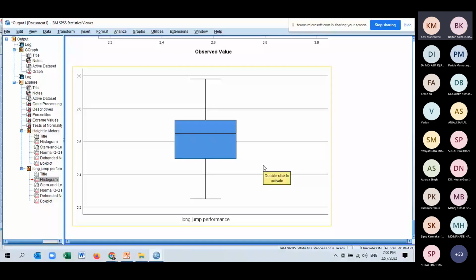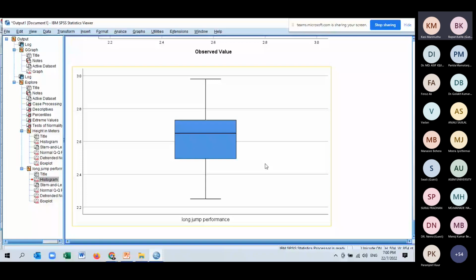Sir, while writing a paper, should we show these different options, or can we simply write that the data follow a normal distribution? That's enough, sir. Actually, you can write that the data were tested for normality using the Kolmogorov-Smirnov and Shapiro-Wilk tests. The results show that the values are normally distributed. One sentence is enough for a research paper.